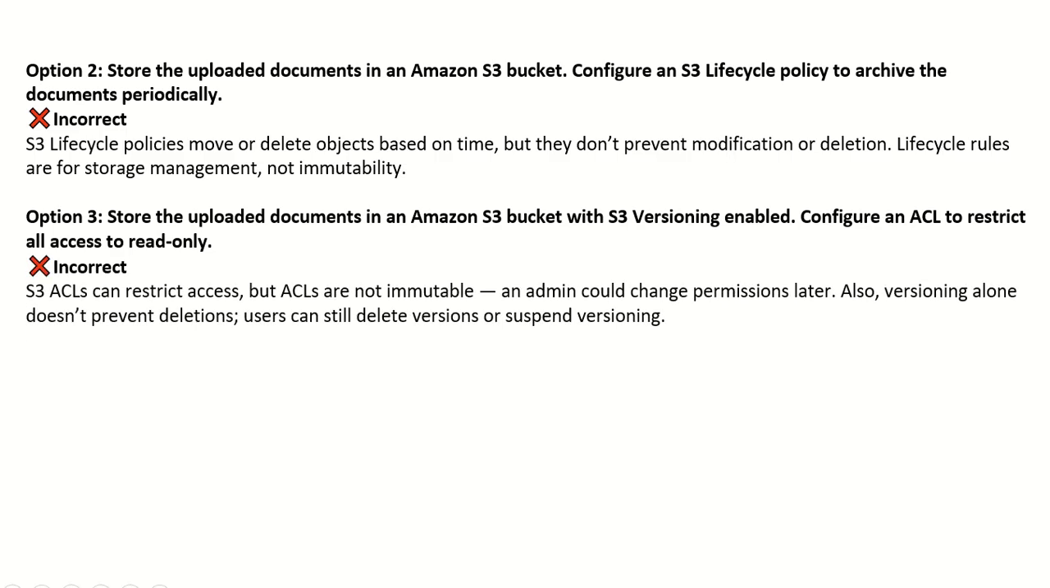Option 3, store the uploaded documents in Amazon S3 bucket with S3 versioning enabled. Configure an ACL to restrict all access to read only. No. See, S3 ACLs can restrict access, but ACLs are not immutable. Sorry, they are not immutable. ACLs, access control lists. So an admin could change permissions later. Fine. And also versioning alone doesn't prevent deletion. Users can still delete versions or suspend versioning. Okay, we can suspend versioning as well.